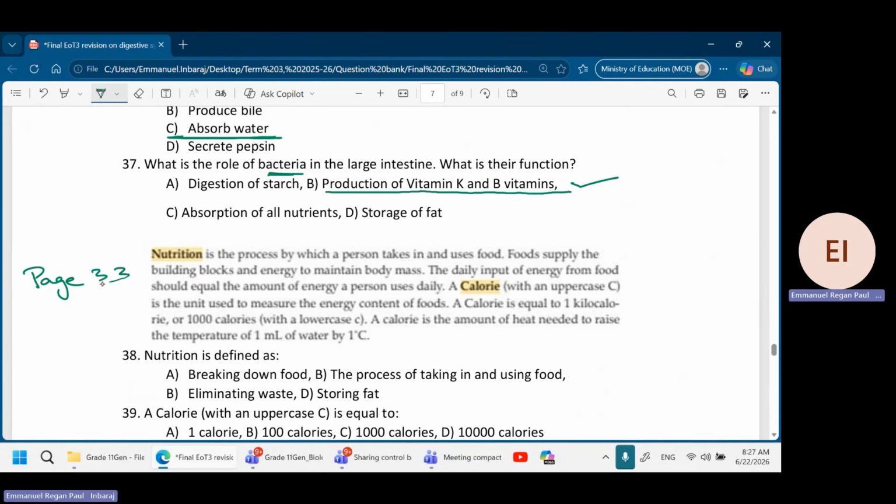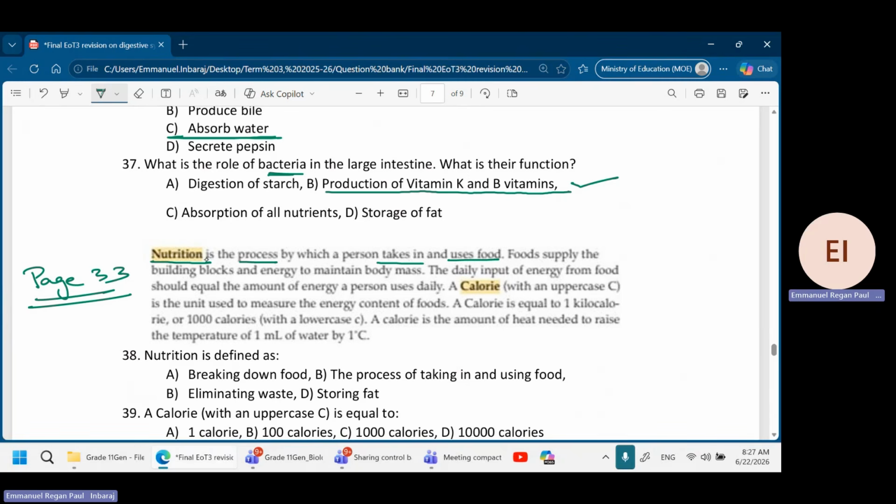Page number 33. And in this, we are going to learn about calorie. You see, a very, very important question on this. First of all, what is nutrition? Nutrition is a process by which a person takes in and uses food. The process by which a person takes in and uses food is called nutrition.